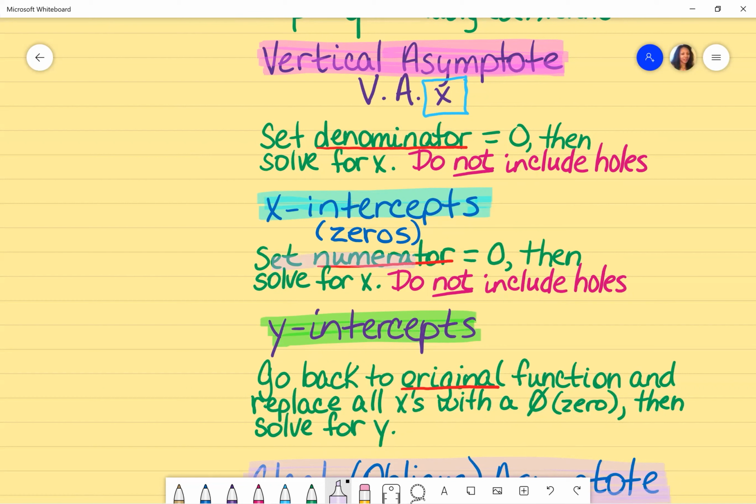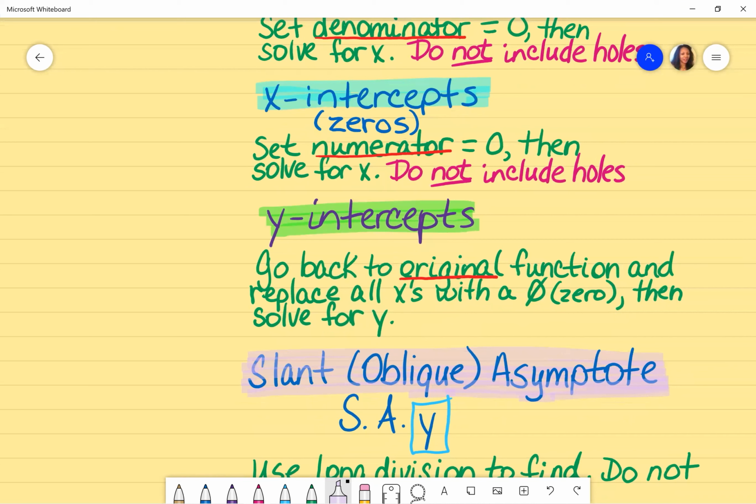The x-intercept, instead of the denominator, we're going to set the numerator equal to 0, and then we're going to solve for x. And again, you only use what's remaining. You don't include your holes. Your y-intercept, you can go back to your original function, and then you're going to replace all of your x's with a 0 because we know for y-intercept, your x has to be 0. And then you're going to solve for y this time. You can also do a lot of these in the calculator. You can just go to your table and look for this information that will help you out. What you think is supposed to be verified in the calculator.